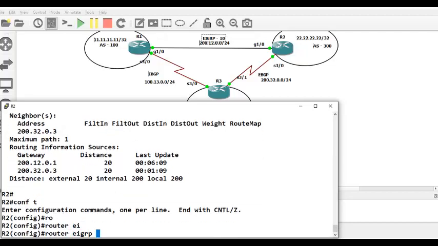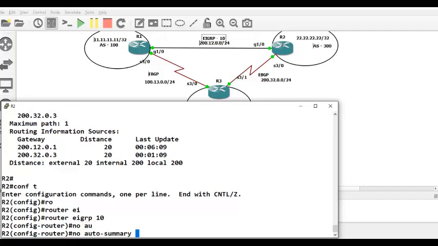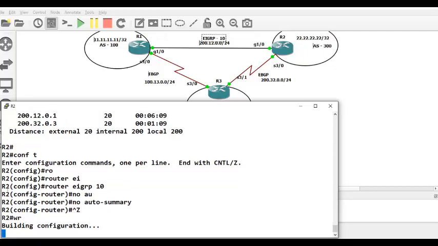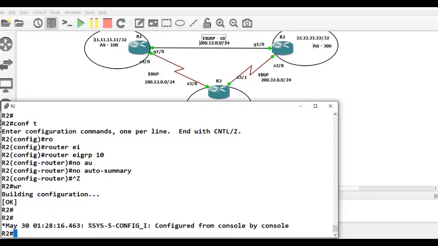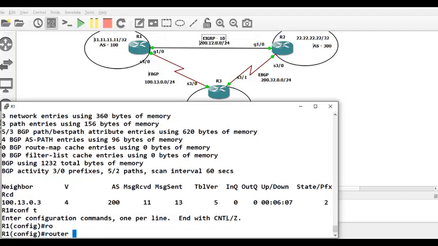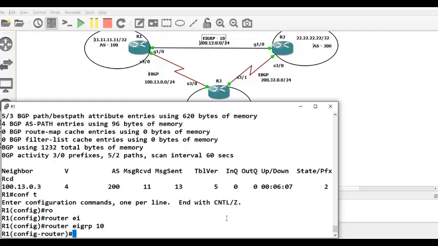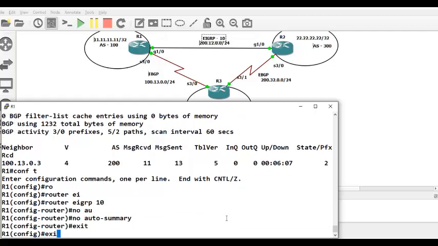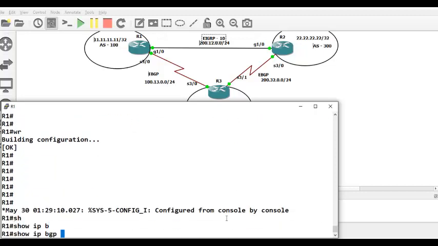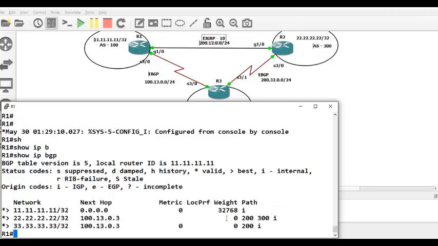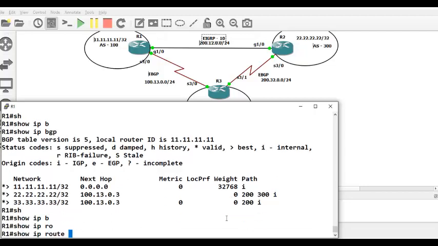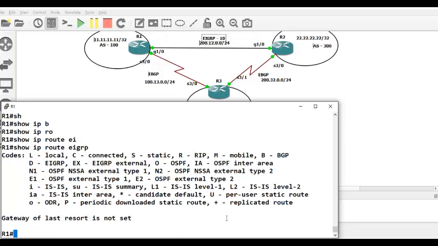Router EIGRP 10, no auto-summary. Likewise, I'll go to router 1. Router EIGRP 10, no auto-summary. So we are intentionally making this. Show IP BGP, show IP route EIGRP. So we are not learning the route via EIGRP.